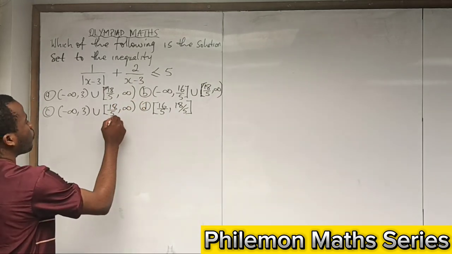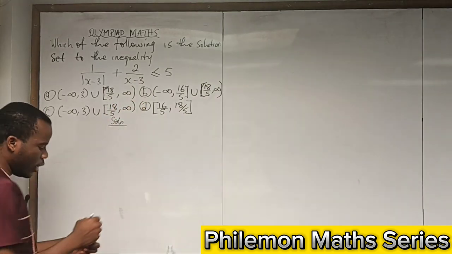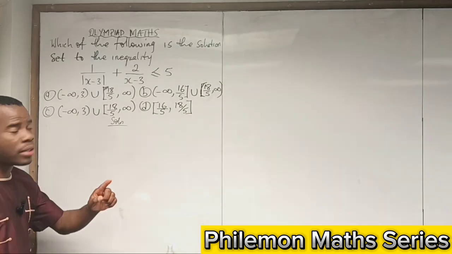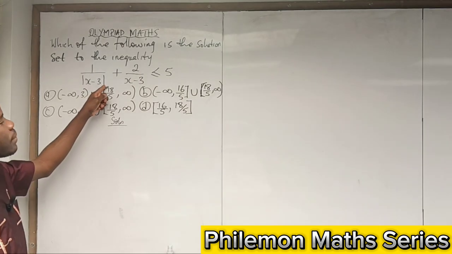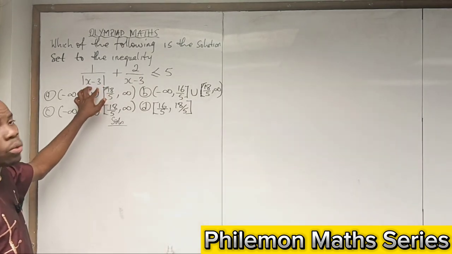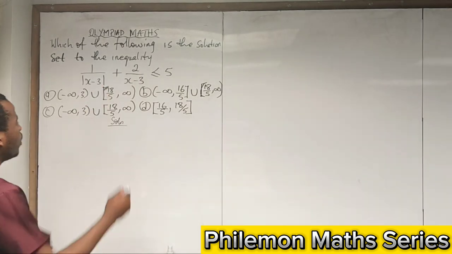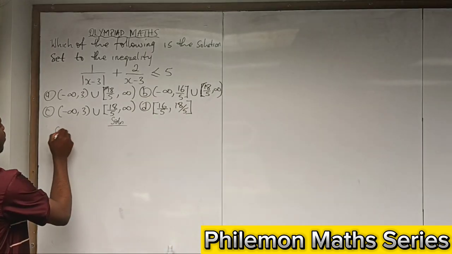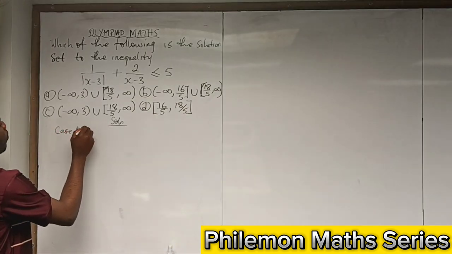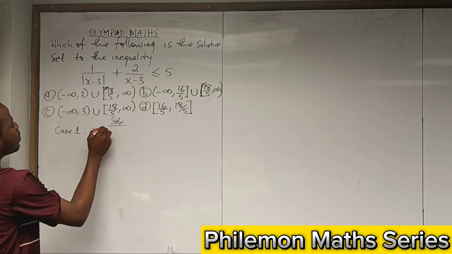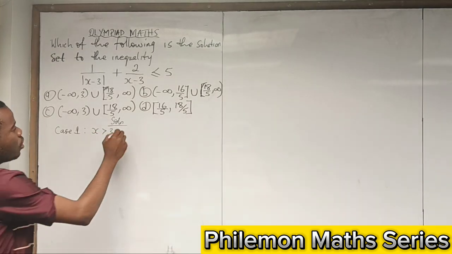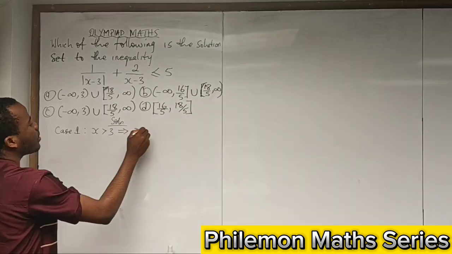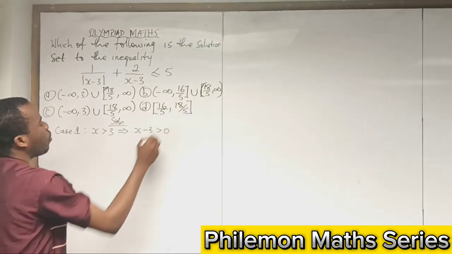It's important that you take note that what we have at the denominator here is the absolute value of x minus 3. Because of this, we are going to consider two cases. The first case is case 1, where x is greater than 3. If x is greater than 3, it implies that x minus 3 is greater than 0.